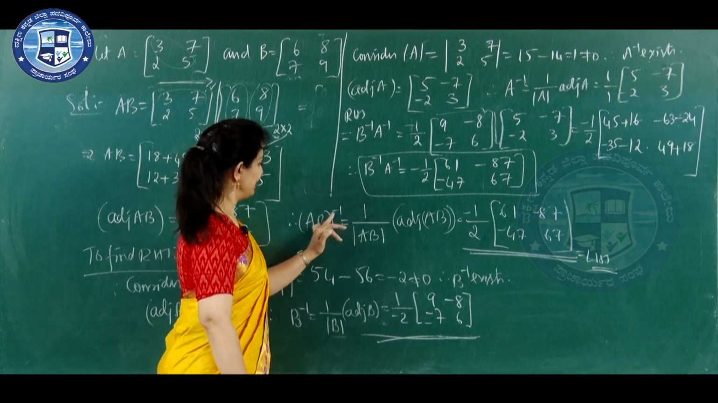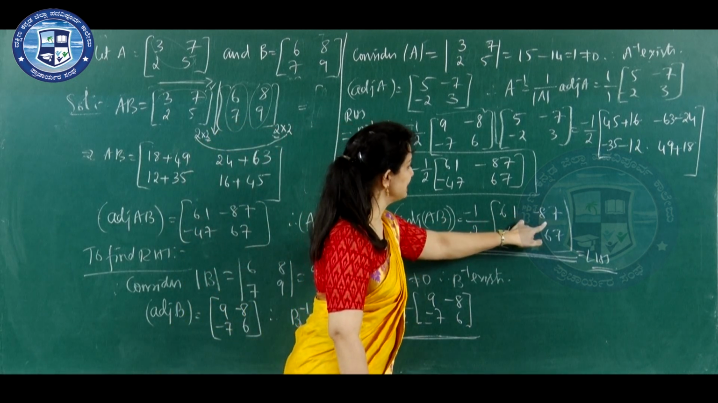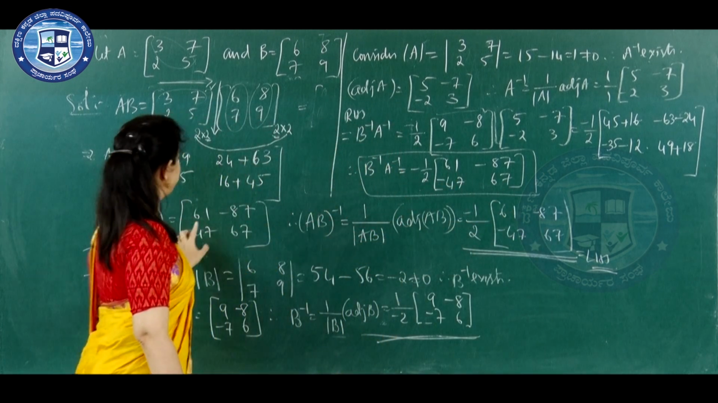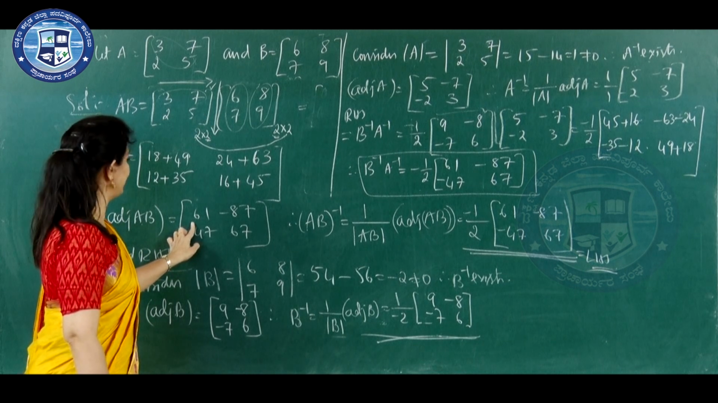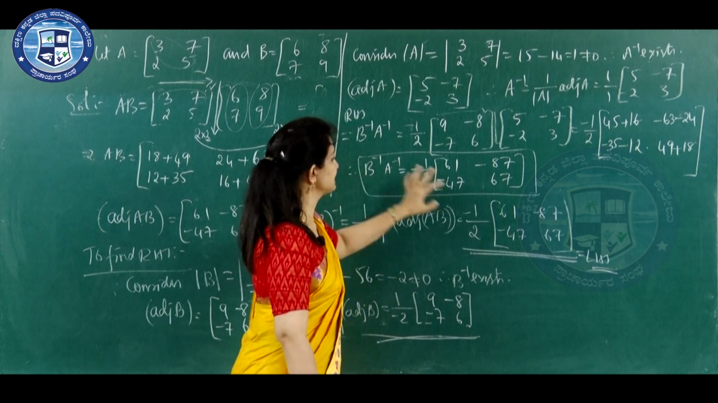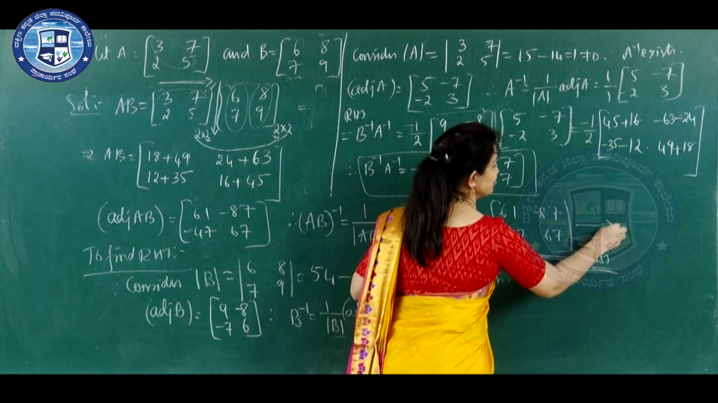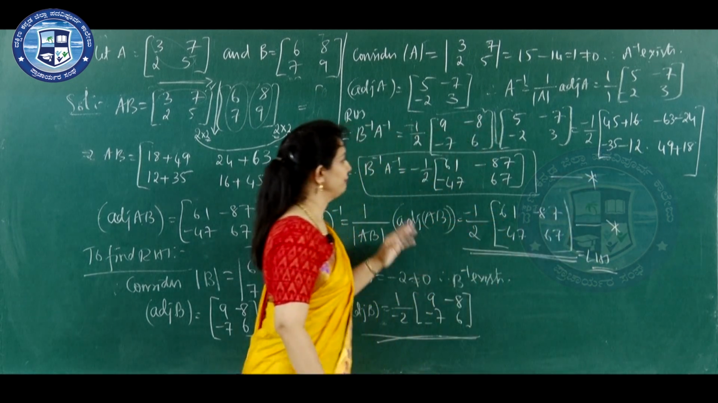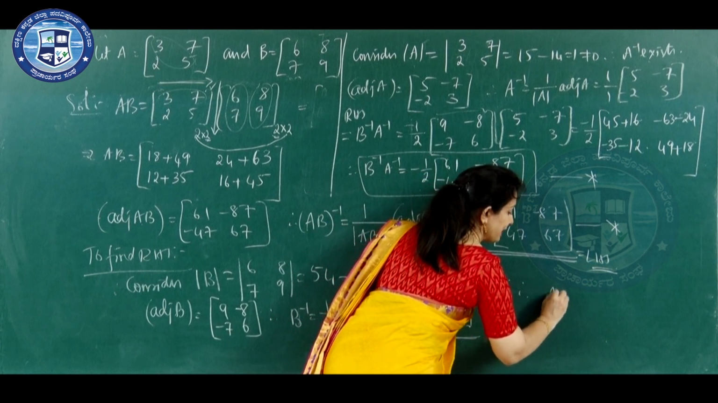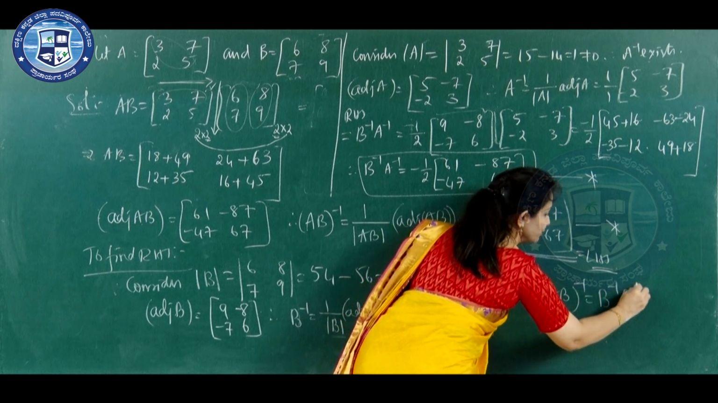Look at the value of AB inverse. It is minus 1 by 2, 61, minus 87, minus 47, 67. So, that is what the 1 by determinant of AB into adjoint of AB. So, if you observe these two, LHS and RHS both are equal. So, if you observe these two, we can say that therefore, the inverse of AB can be written as B inverse into A inverse.